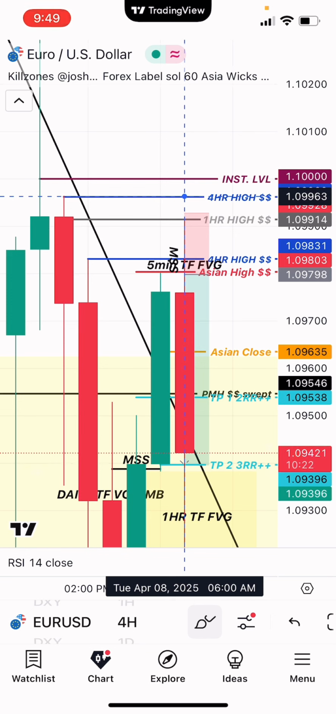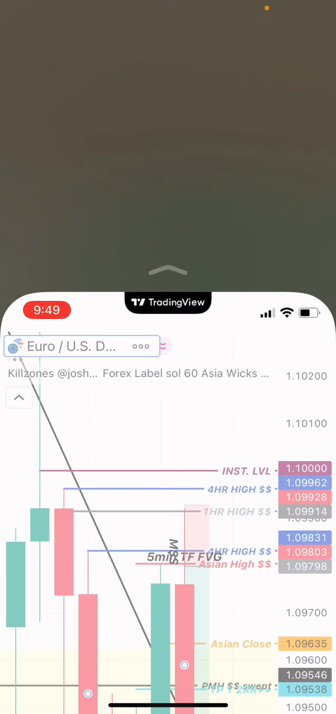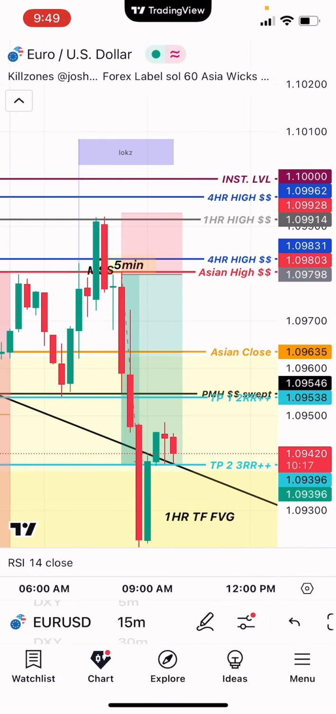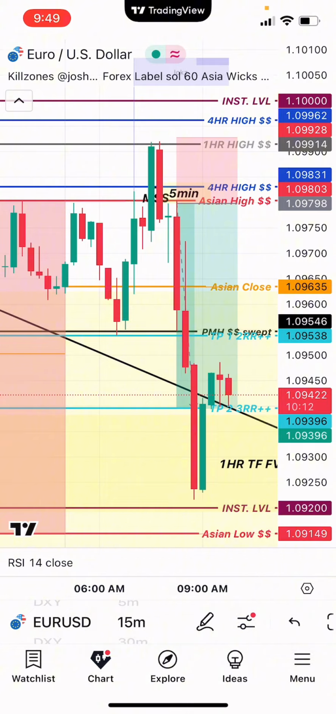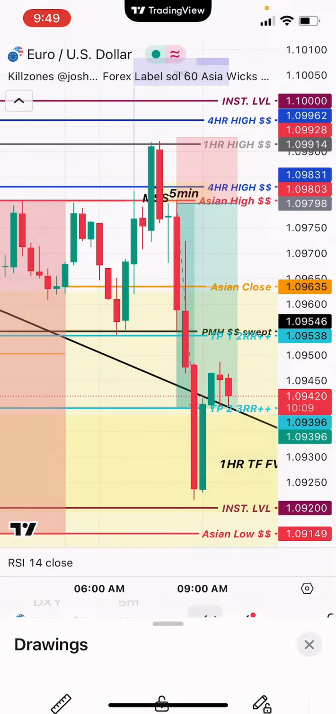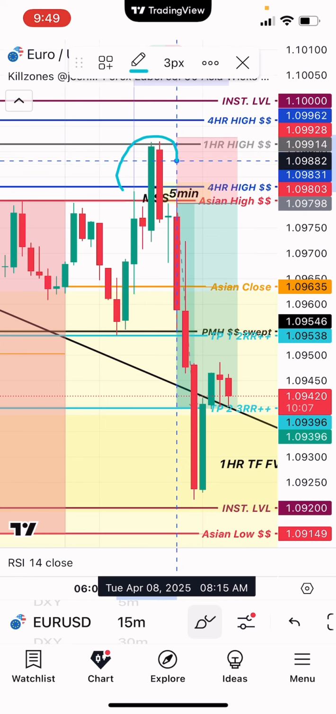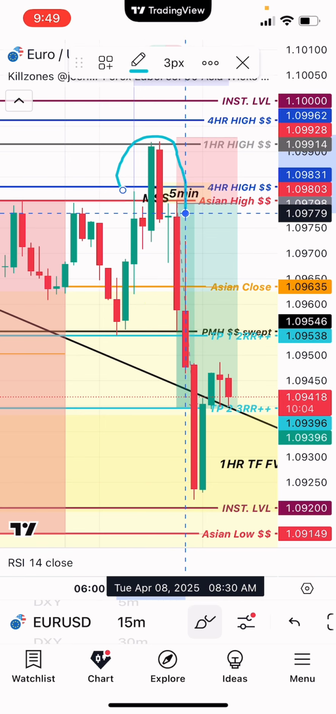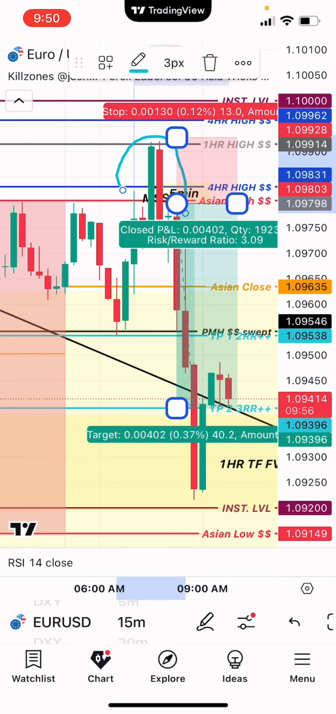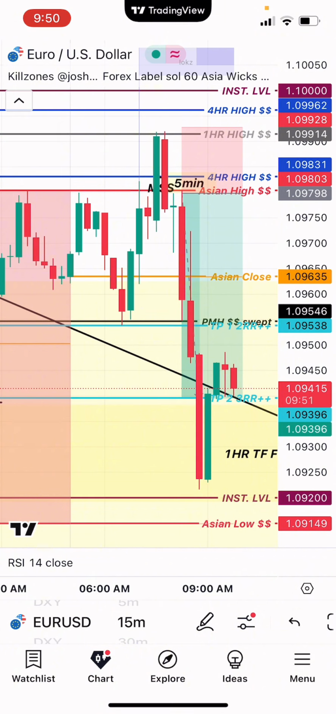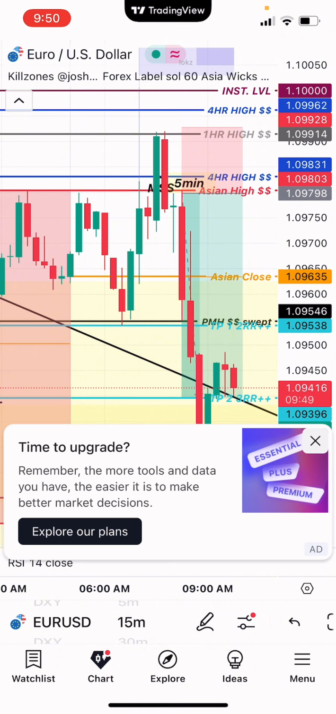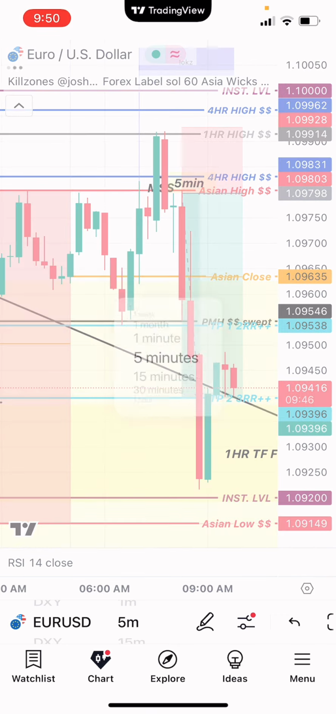After marking them out, I switched down to the 15 minutes to see what's happening. On the 15 minutes, when I was looking at my chart, I saw that okay, price has grabbed liquidity here, and it swept the 1 hour high, the 4 hour high, and the Asian high. I said to myself, okay. So I immediately switched down to the 5 minute time frame.